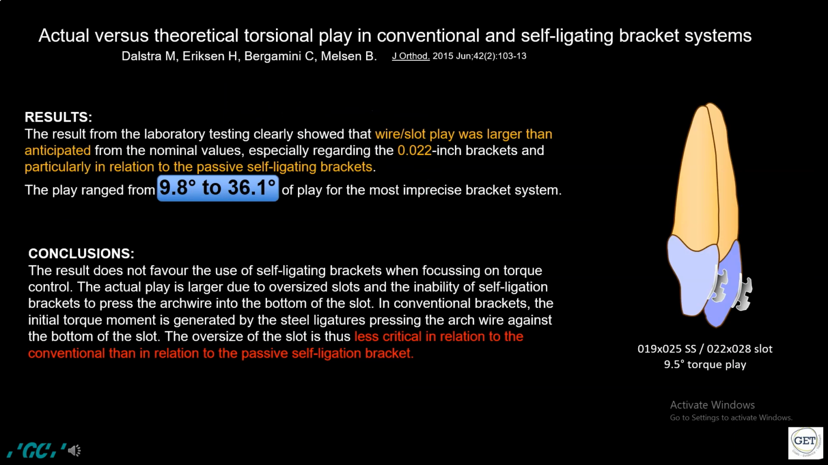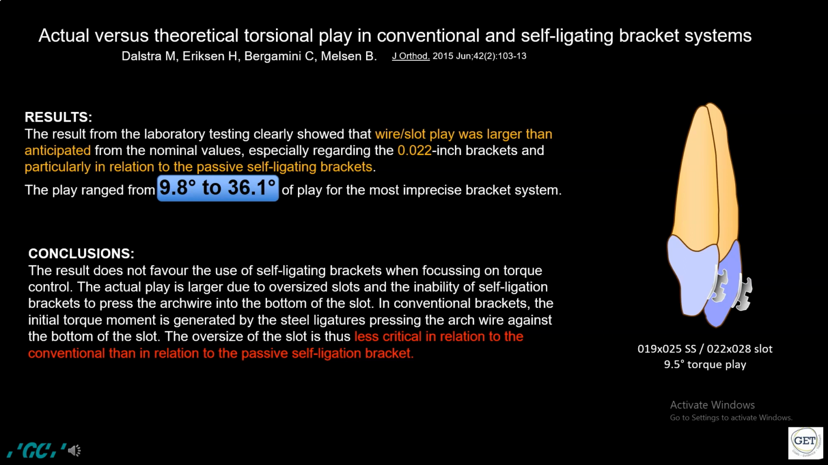Theoretically, the play of a 0.19 by 0.25 stainless steel wire in a 22 slot is considered to be about 9.5 degrees, leading to an actual torque of only 7.5 degrees in the MBT prescription for the upper central incisors and 2.5 degrees for the Roth prescription.